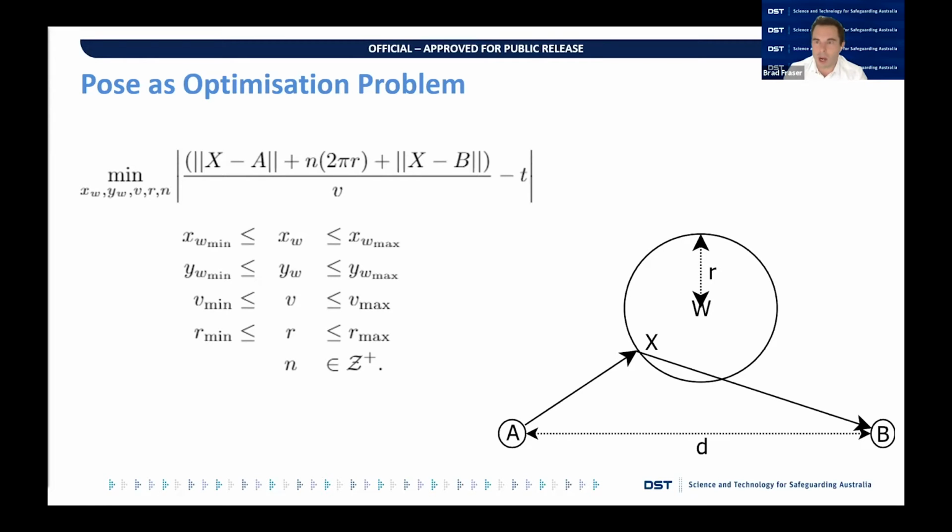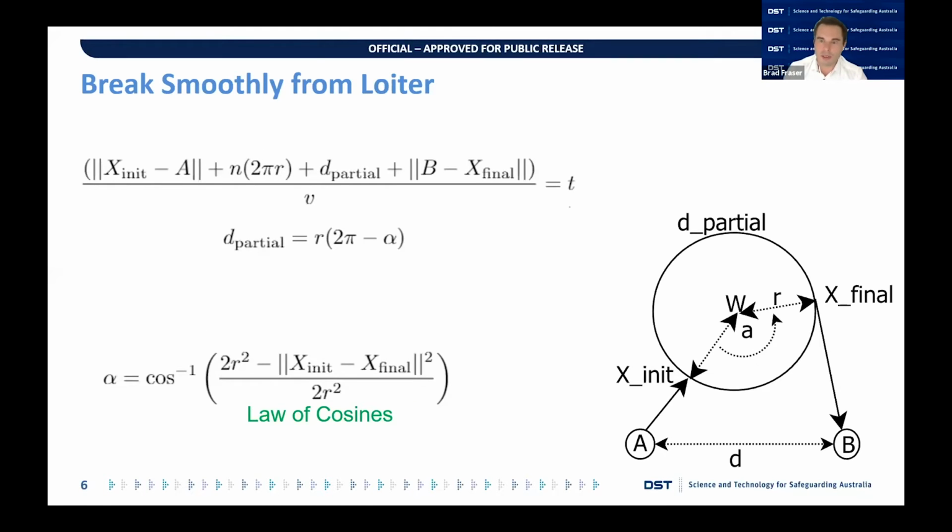Unfortunately, by posing the problem in this way, specifically constraining n to the set of positive integers causes the problem to become an integer programming problem, which are notoriously difficult to solve. So as a hack to get around this, we simply solve this optimization problem in a loop, incrementing n until a solution is found. In order to break smoothly from the loiter and prevent the aircraft from making sharp turns or U-turns, which are difficult to model, we make sure the final position where the aircraft breaks from the loiter is tangent to the final location. So this introduces a partial distance of the loiter circumference, but can be readily calculated with the law of cosines.